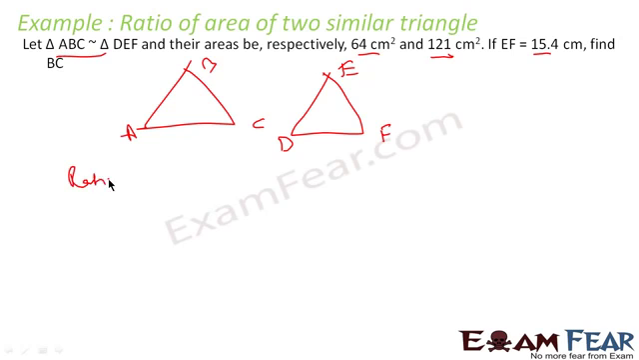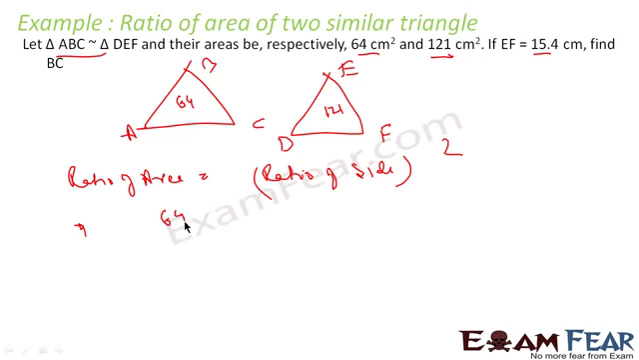We know that the ratio of area is equal to the ratio of side square. So the ratio of area here is 64 by 121, which will be equal to the ratio of side. We are talking about EF. EF is nothing but 15.4 here. And BC we have to find, this is X, let's suppose. This is nothing but X by 15.4 square.